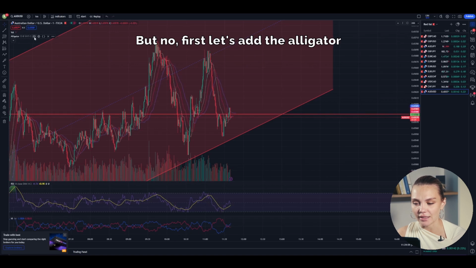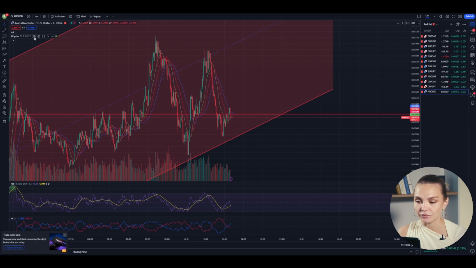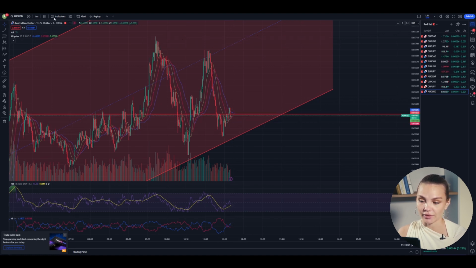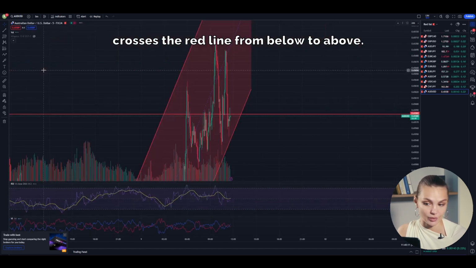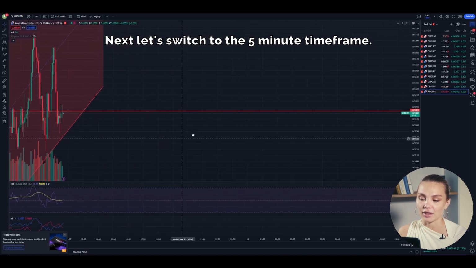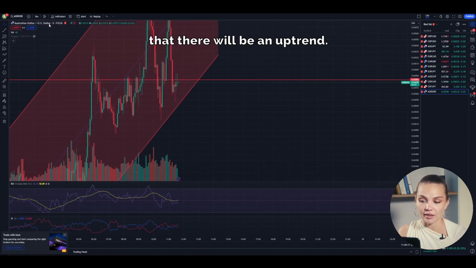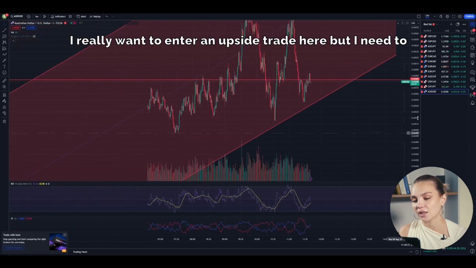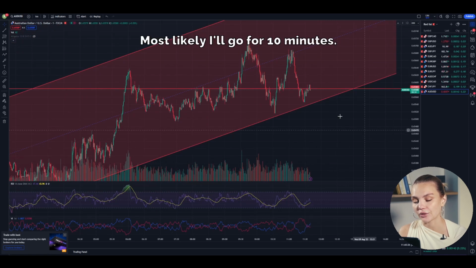But no, first let's add the Alligator indicator on the 1-minute time frame. Alright, based on the Alligator, everything points to an uptrend. On this indicator, the green line crosses the red line from below to above. Next, let's switch to the 5-minute time frame. On the 5-minute time frame, the Vortex indicator tells us that there will be an uptrend. I really want to enter an upside trade here, but I need to calculate the time correctly. Most likely I'll go for 10 minutes.